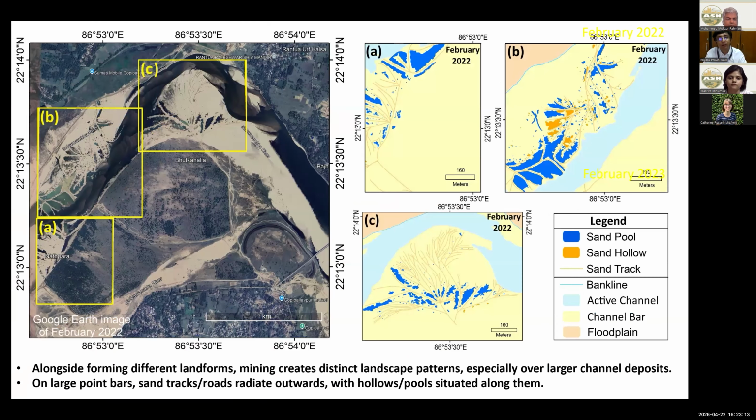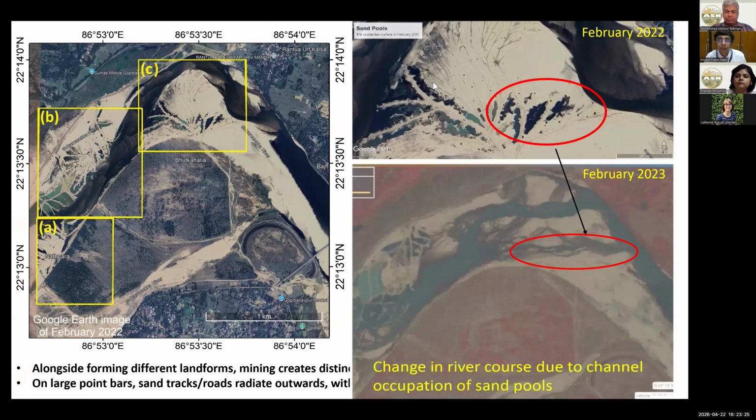So this is an example from the Subarnarekha River, in February 2022, where we are documenting these features that have happened on the river. And I'll tell you why this is important, because in 2022 you have this large point bar. You have sand pools that are hollowed out over here, and because you hollow out the bar, you create these pools. This offers an easy passage for the river to connect through during the next monsoon. And that is exactly what has happened if you see the lower satellite image in 2023, where the river has taken an alternate course through this channel.